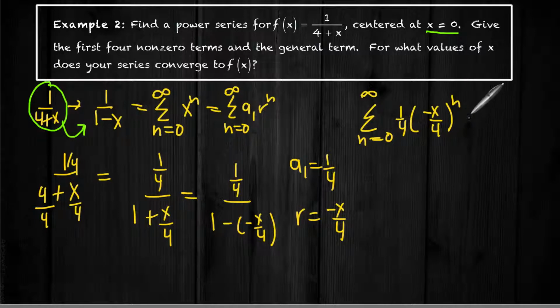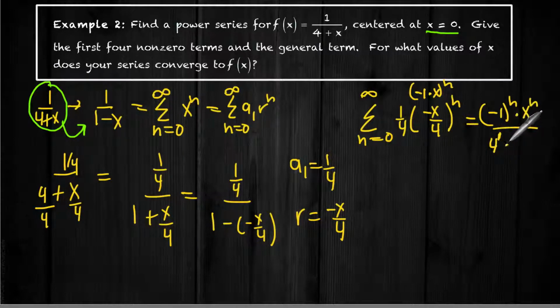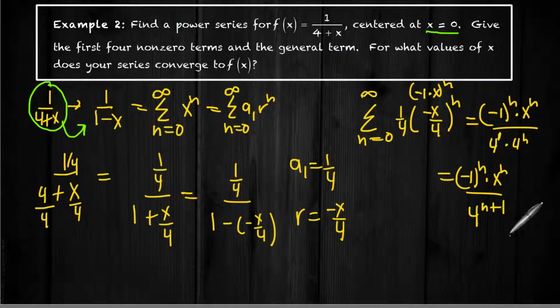And now we can actually rewrite this a little bit to make it look a little bit nicer. We can write this as negative 1 to the n times x to the n. Make sure that makes sense to you. All I did was break up the negative x as negative 1 times x to the n power, and then I raised negative 1 to the n and x to the n. And then I've got 4 to the n on the bottom times this 4 here. So that's going to be 4 to the first times 4 to the n. We have like bases, so we can add those two together. So that's going to give us 4 to the n plus 1. And that is our series representation for this 1 over 4 plus x.